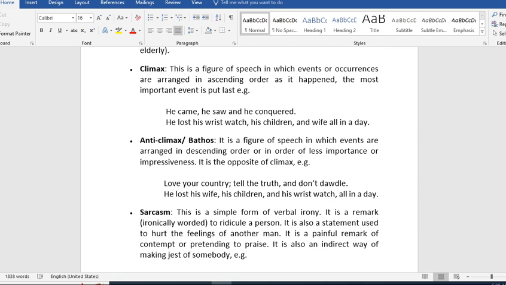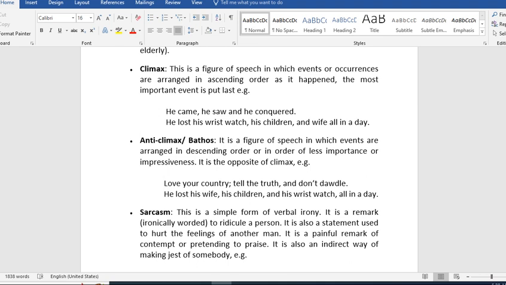We also have climax. This is a figure of speech in which events or occurrences are arranged in ascending order as they happen. The most important event is put last, e.g., he came, he saw, and he conquered. Another example, he lost his wristwatch, his children, and wife all in a day. So that is arranged in ascending order as it happened.